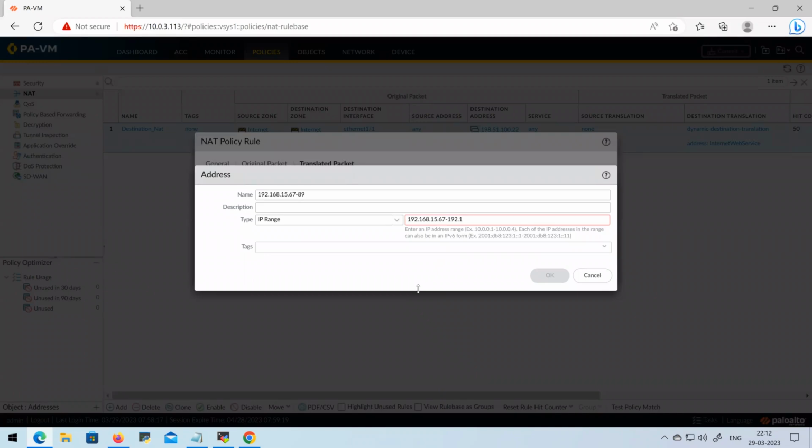But the source router should be having it. So let me just change it. Okay, so 15.47 and, let me check, only two: 47 and 48. We have two routers there, right? 47 and 48. So 192.168.15.47 and 192.168.15.48. I will change the IP address.